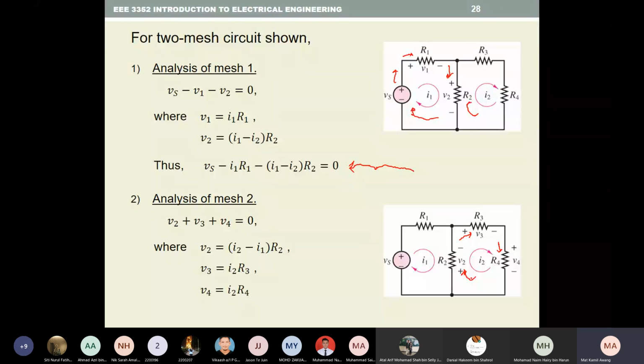So starting from R2 here, V2. Current going in, actually you can use all minus sign just to be consistent with the top. So minus V2 minus V3 minus V4 equal to 0, or V2 plus V3 plus V4 equal to 0. It's the same thing. Where V2 is now I2 minus I1, because I1 is from a different direction. So I2 minus I1 times R2, and V3 is I2 times R3, and V4 is I2 times R4.